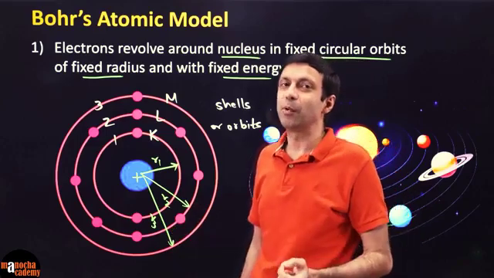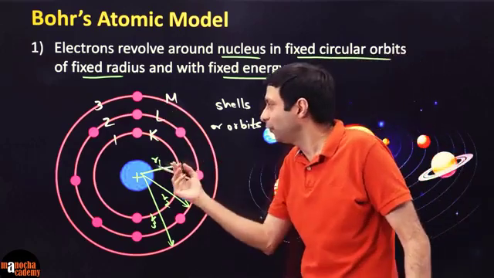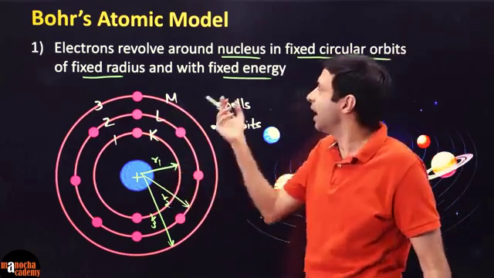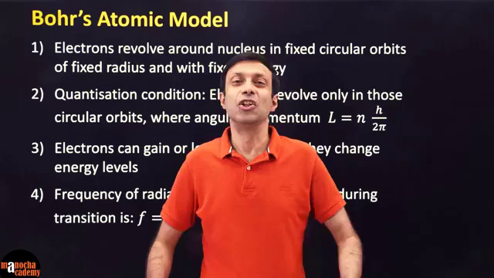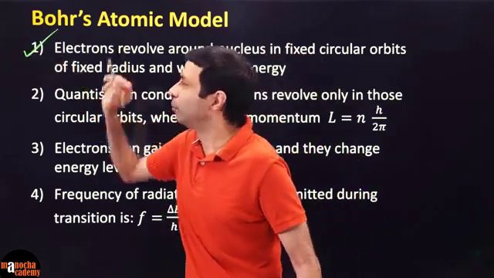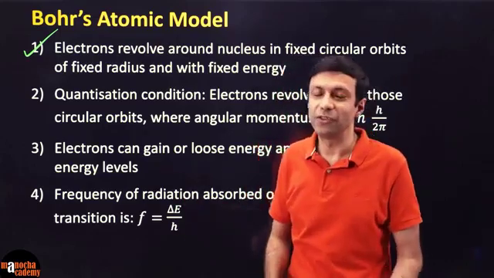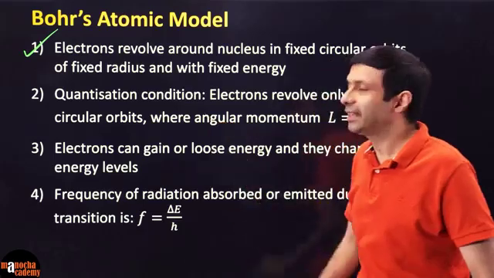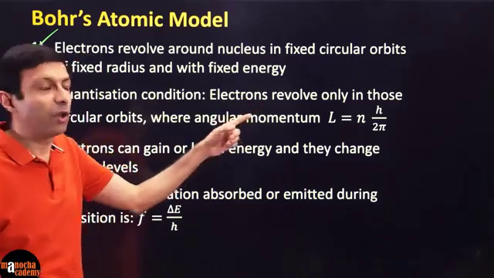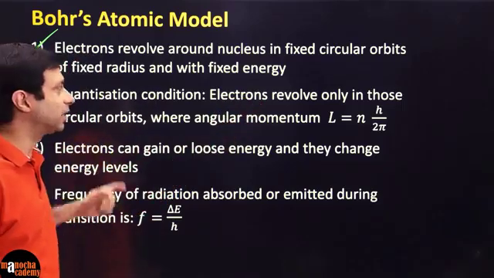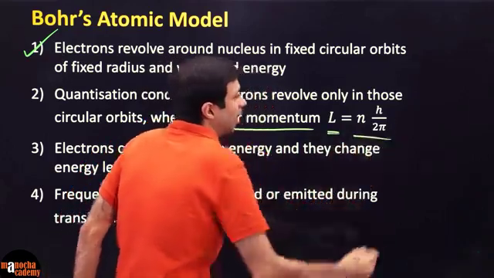Okay, so remember this very important point: electrons revolve around the nucleus in fixed circular orbits having fixed radius. The radius is fixed and the energy of the electron in the orbit is also fixed. So we have discussed the first point of Bohr's atomic model. Now let's look at his second postulate. The second postulate is very interesting because he said there is a quantization condition. And what is that quantization condition? That electrons revolve in only those circular orbits where the angular momentum L is nh by 2 pi.